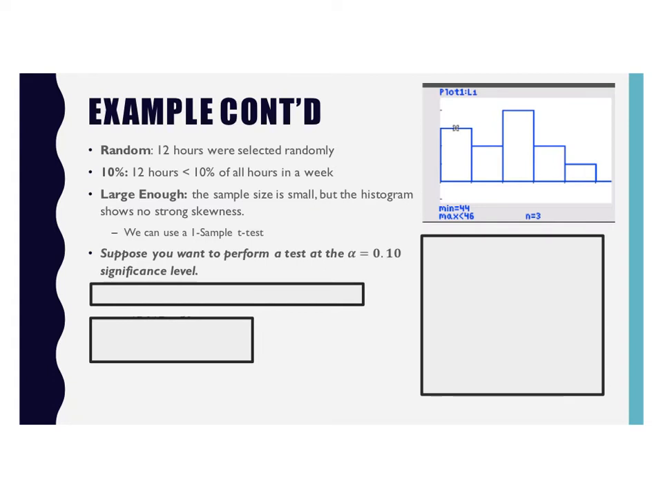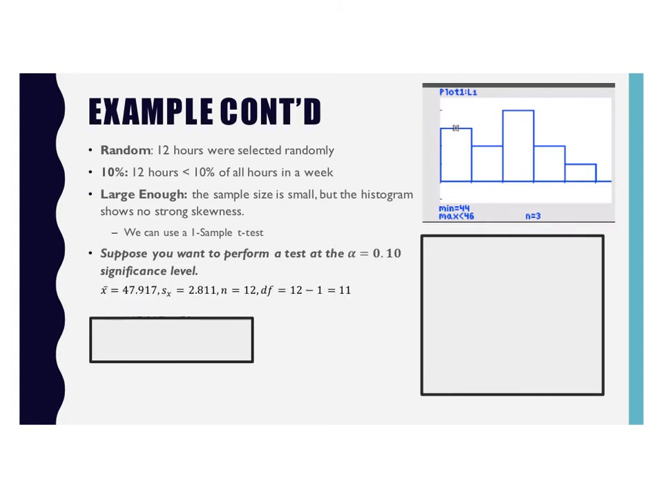Now, suppose we want to perform a test at the significance level of 10%. The first thing we're going to do is find our one variable stats. We put all the data values into list 1 in our calculator and run one variable stats. It should pop up a mean, a standard deviation, and an n. Remember, your degrees of freedom is n minus 1, so in this case 11.